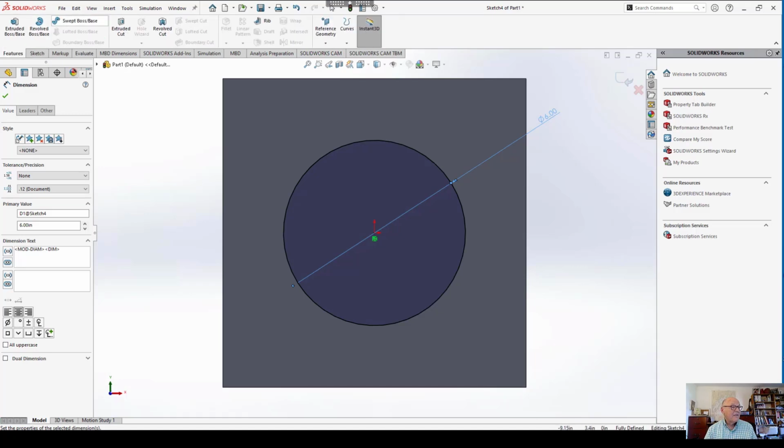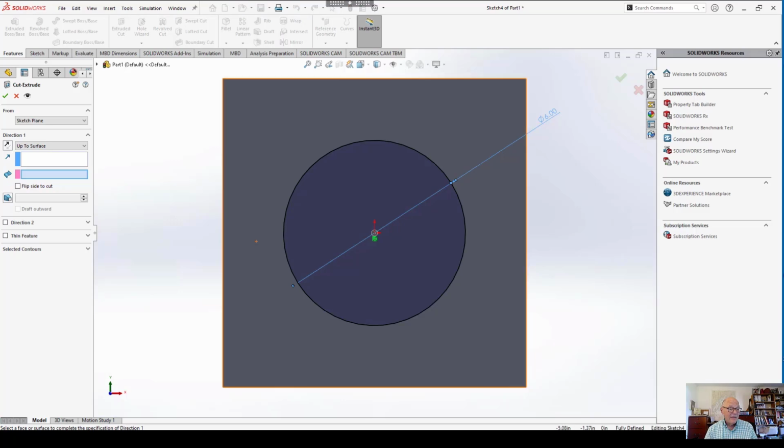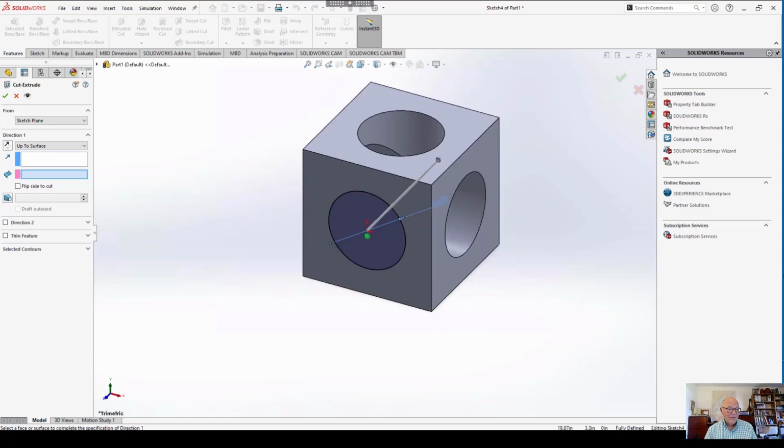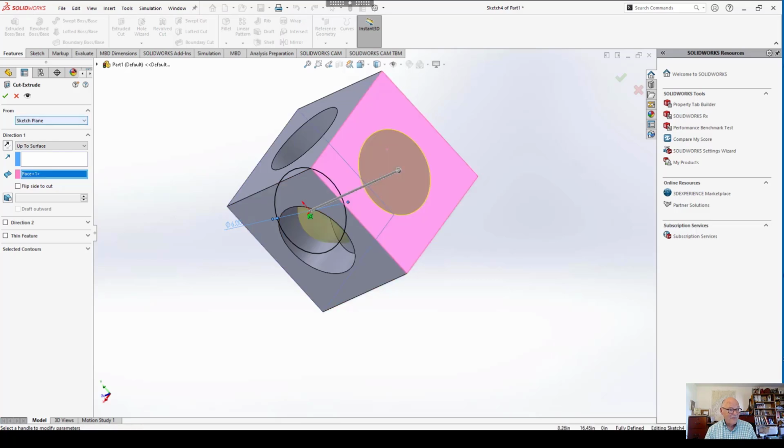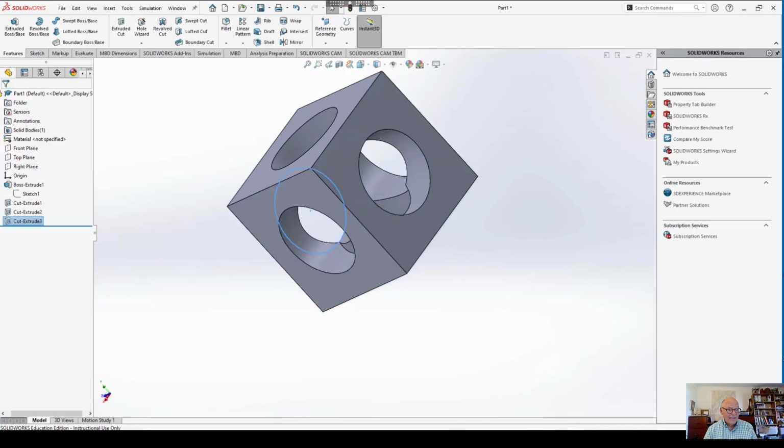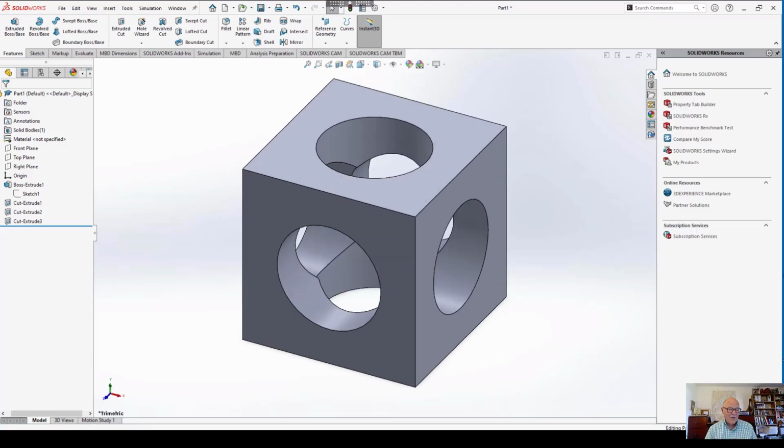We go back to Features, Extruded Cut. We need to move it around so we can see it, so we have to do that. Now up to Surface, pick the surface that goes here. So now you can see what you've got is 3 holes that go through this. Again, you can pause right here to finish that up if you need to do something.